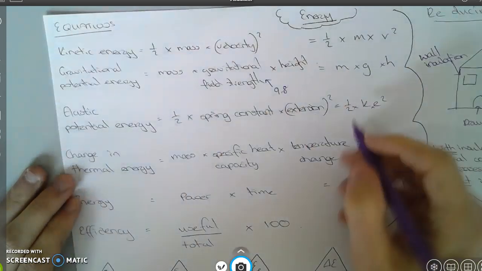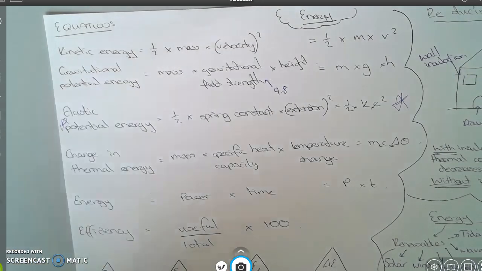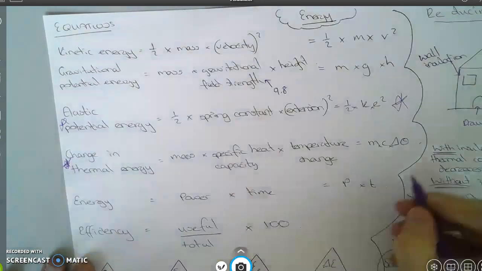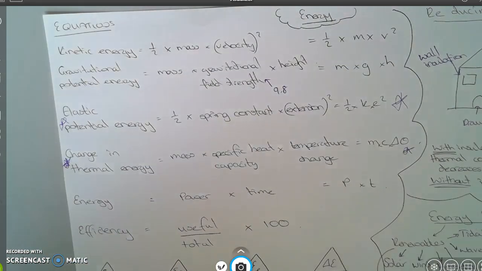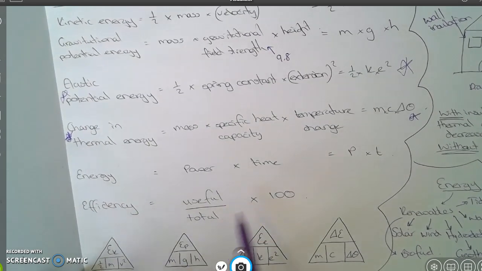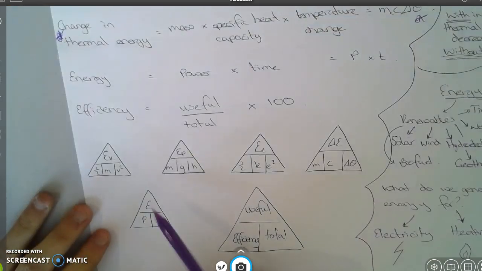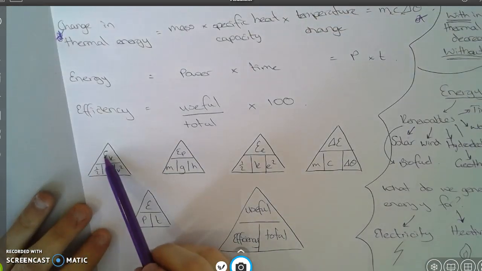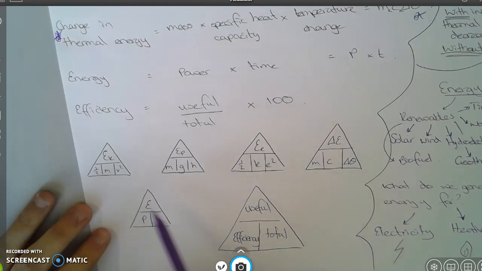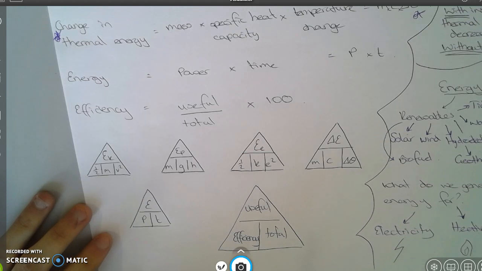Use that equation. This equation will be given to you: elastic potential energy is a half times the spring constant times extension squared. This equation will also be given to you. The change in thermal energy is mass times specific heat capacity times temperature change. Energy equals power times time, and efficiency is useful divided by total times 100. Now, a little tip that I've got for all of you is this. Look at the equation triangles. Energy is always at the top. So please ensure you're happy with energy always being at the top.